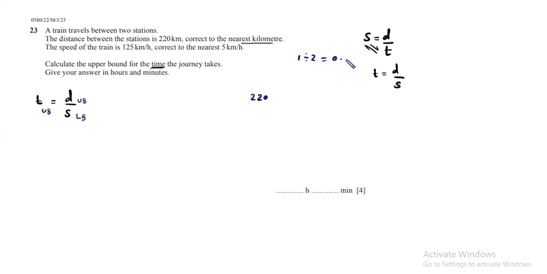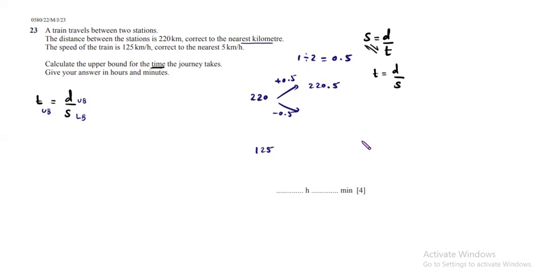So 1 divided by 2 is 0.5. That is the number that is added or deducted to find the upper bound or the lower bound. Deducted to find the lower bound, added to find the upper bound. We need the upper bound of distance, so I need to add the 0.5 to this 220. That's 220.5 kilometers.